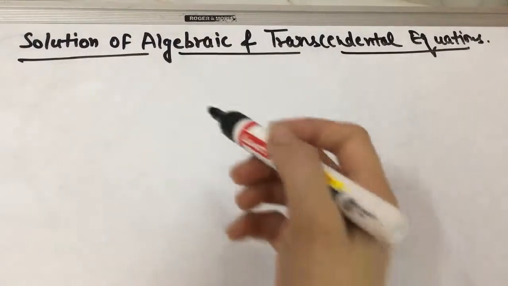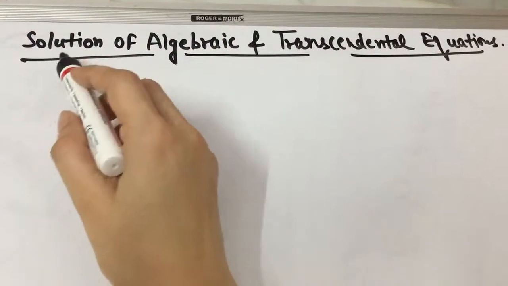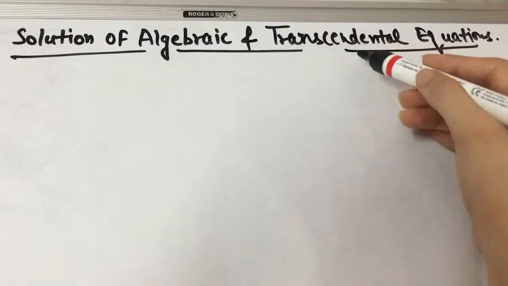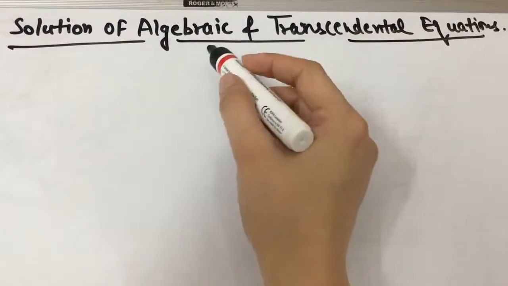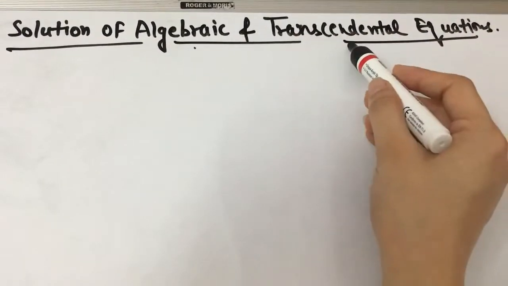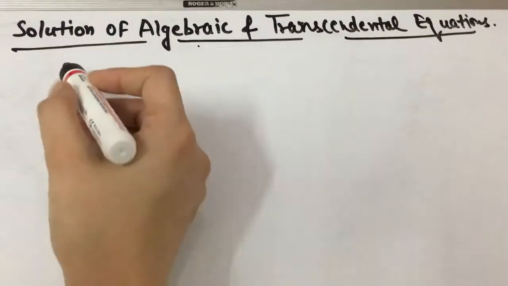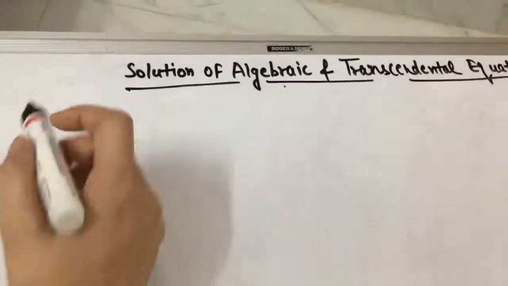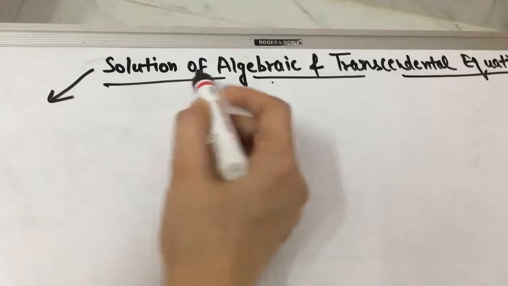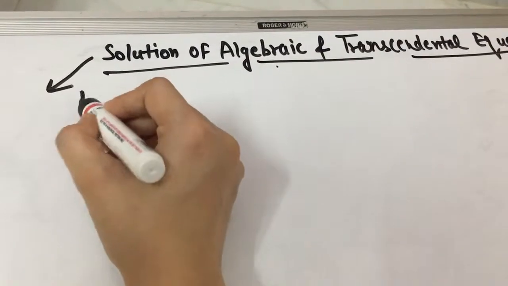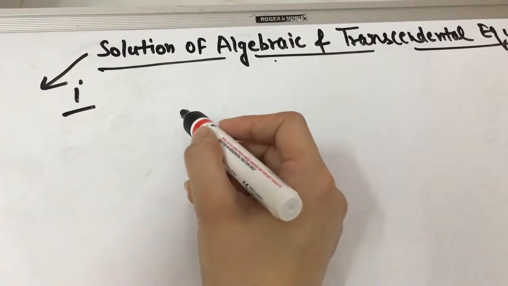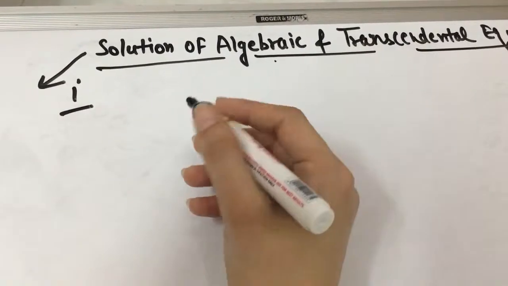In numerical analysis, our first topic is solution of algebraic and transcendental equation. In the last video, I have told you about algebraic and transcendental equations, what they are. Now, in this video, we will start solution of these equations. So, the first approximation method from which we will solve these kind of equation.